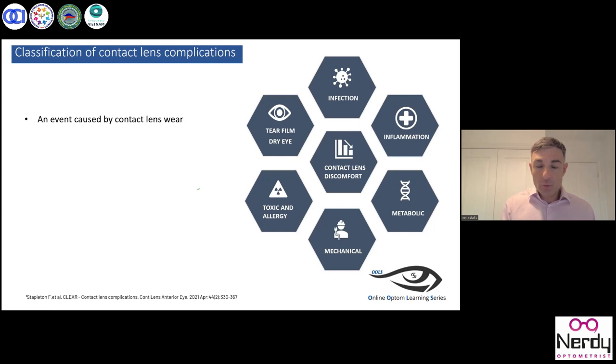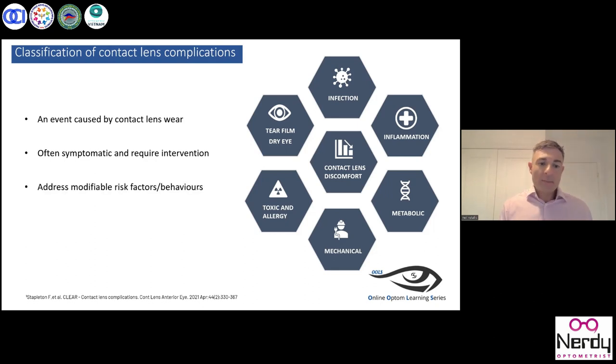So what do they define as a contact lens complication? Well, it's an event that's caused by the contact lens. So in theory, taking it out should help resolve it. They are often symptomatic and do require some sort of intervention. That might be changing the lens design, or it may be, in not very many cases, ceasing lens wear for a temporary period. What's important is to address any modifiable risk factors and behaviours that might increase the risk along the way.